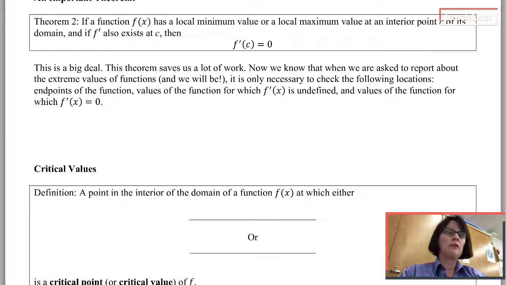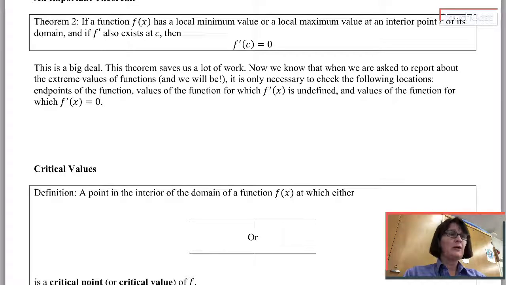It saves us a lot of work because unless we already had a way to make a graph and we could be promised that we had integer values or values that were easy to read off a graph, then we would have to check the output of a function at every possible input value in order to figure out where the minimums and the maximums were. This says you don't have to look everywhere.